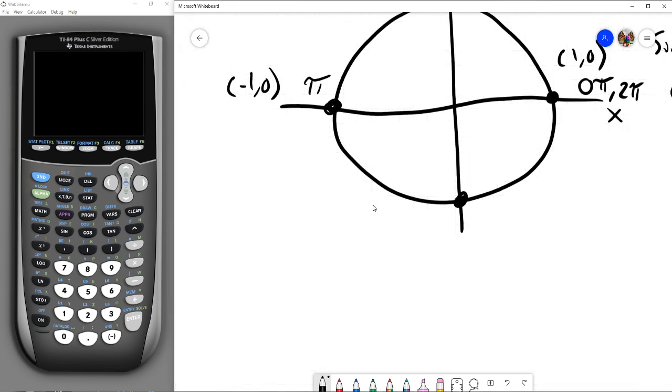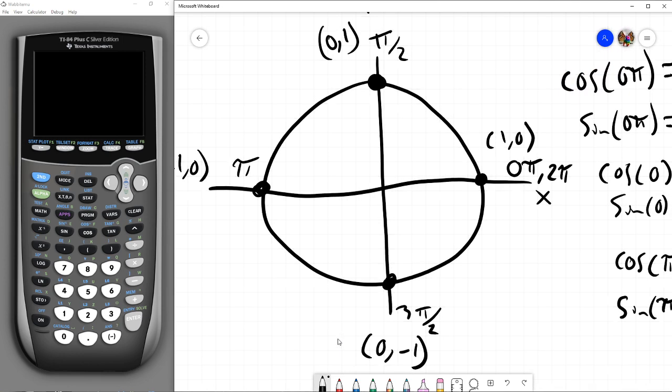Down here, halfway in between pi and 2 pi is 3 pi over 2. For 3 pi over 2, we have 0 again for cosine, and we'll have a negative 1 because this right here is a length of 1. Alright. Now the next angle of interest is right here in the middle.